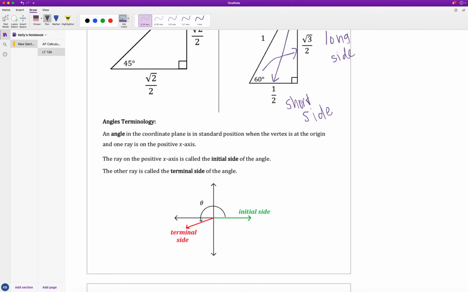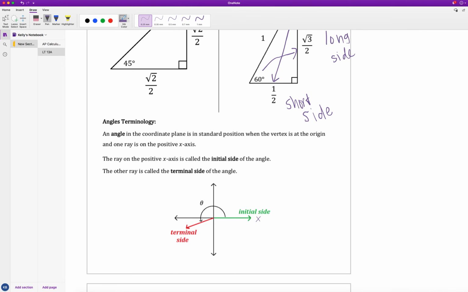So this is this green side right here on my positive x-axis. This ray on the positive x-axis that I have in green is called the initial side, because anytime we're going to find an angle on a coordinate plane, we are always going to start at the positive x-axis and then rotate from there. The other ray is called the terminal side. It's where the angle ends. In this case, I drew the terminal side in quadrant 3. Now it could end anywhere. I just did it in quadrant 3 as an example.